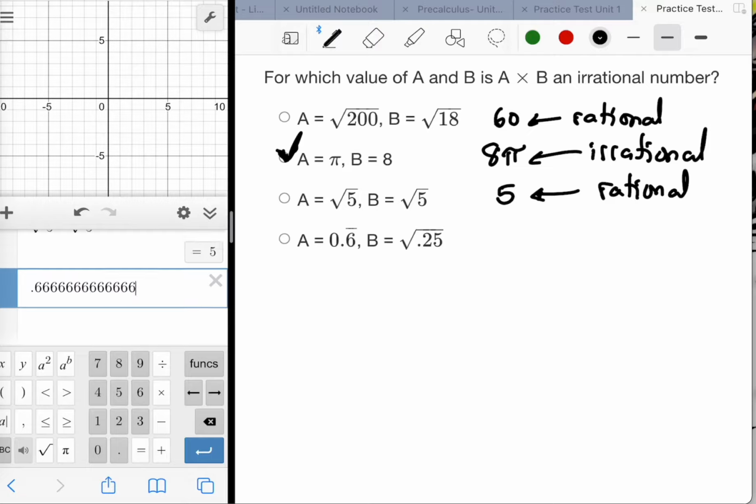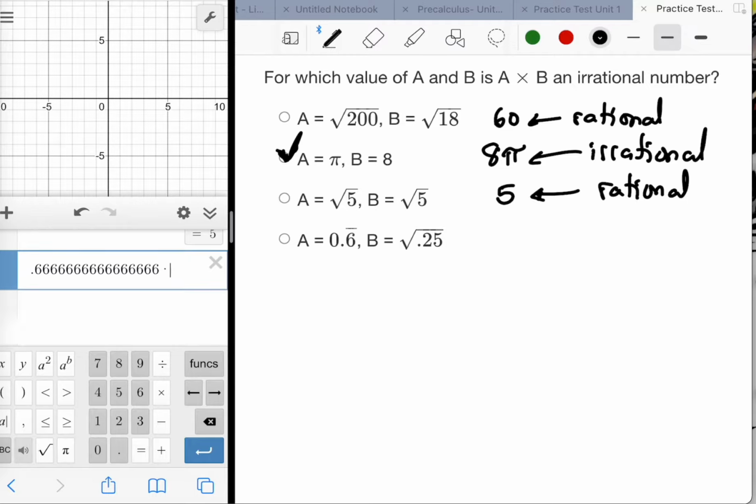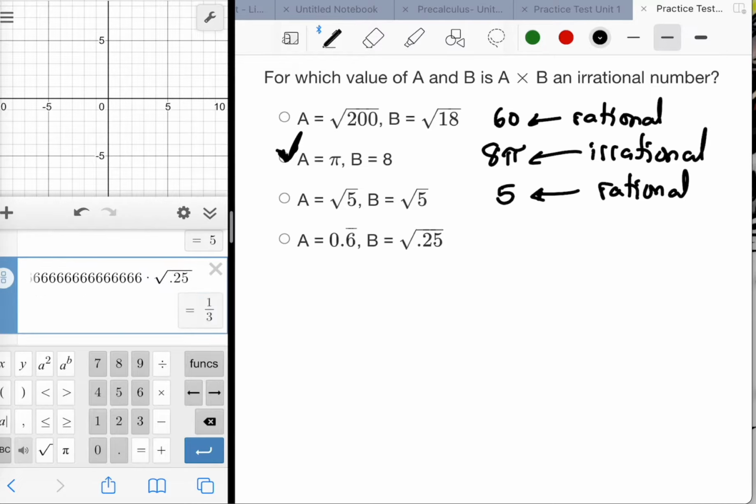You've got to get around 10 to 15 of them in there, and then it'll make it a fraction again. And so now you know that you have the fractional equivalent. Then you can multiply that by the square root of 0.25, and you'll see it's a 1/3, which is rational.